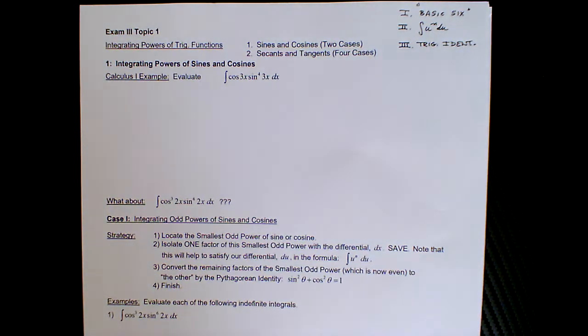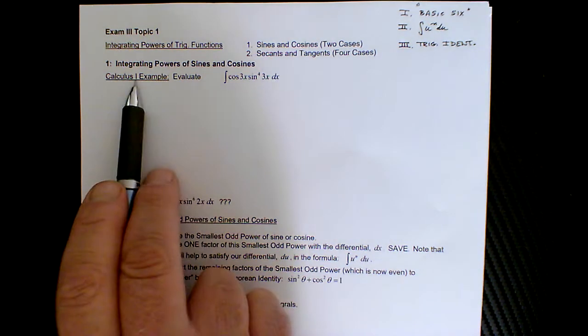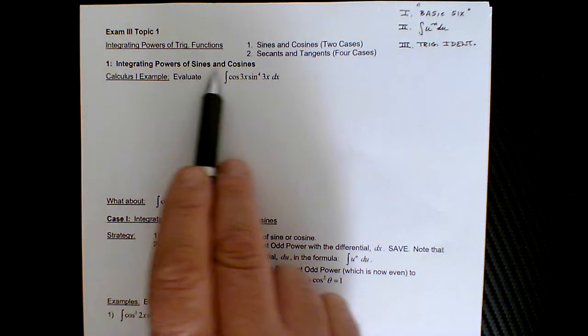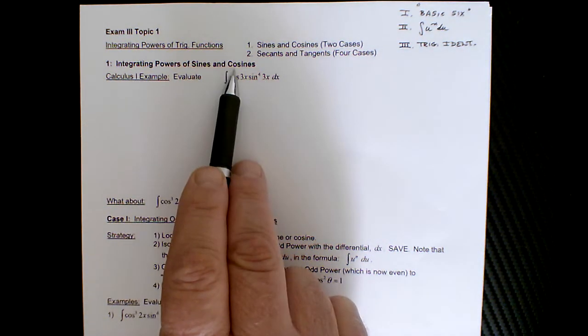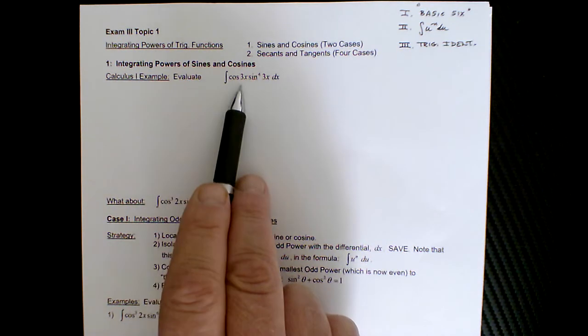Notice we don't have an area for cosecants and cotangents. We could, but we avoid those because the secants and tangents methods are the same as cosecants and cotangents methods, the only difference being negative signs in the derivatives. So to remind us of a Calculus 1 example, we'll first start with integrating powers of sines and cosines. So here's a Calc 1 example.